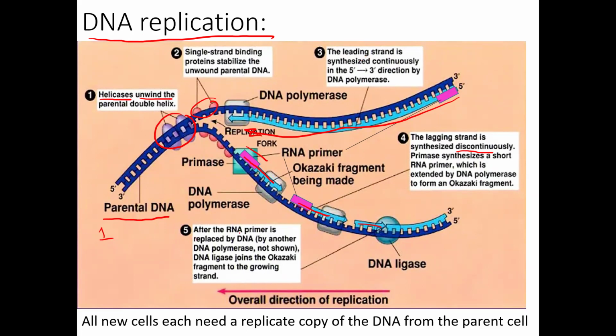And then finally, after the RNA primer is replaced by DNA by the other DNA polymerase, not shown, DNA ligase joins the Okazaki fragments in the growing strand. So then that's going to build everything together. Now, I know what you're thinking. That seems like a lot. That is a little bit confusing. But what we're going to do is look at those step-by-step portions when it comes to DNA replication. And then I'll try to summarize everything together really quickly as an overview, to give you a good synopsis of what DNA replication is.